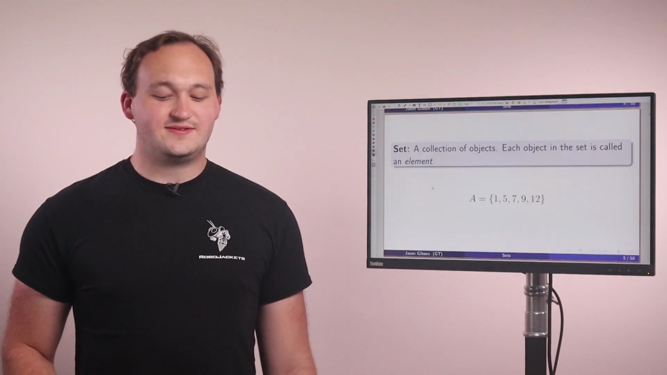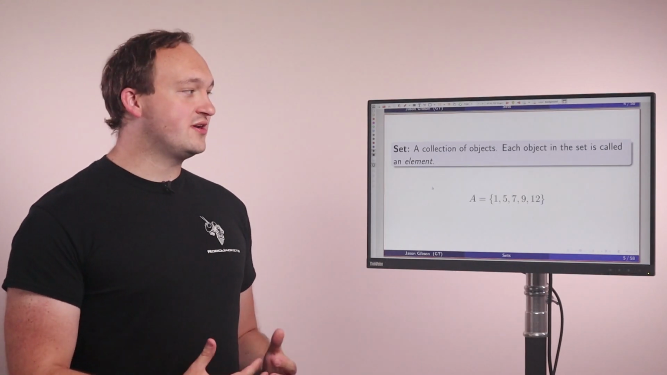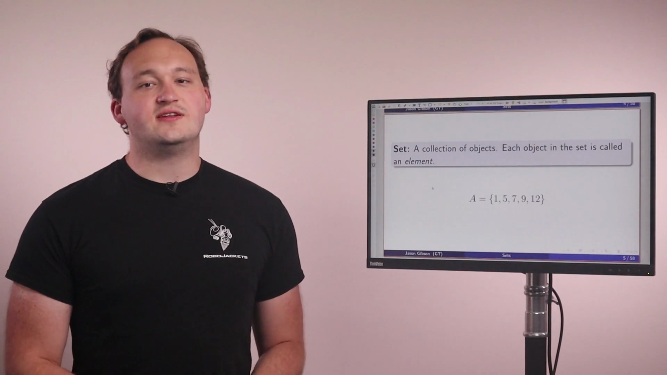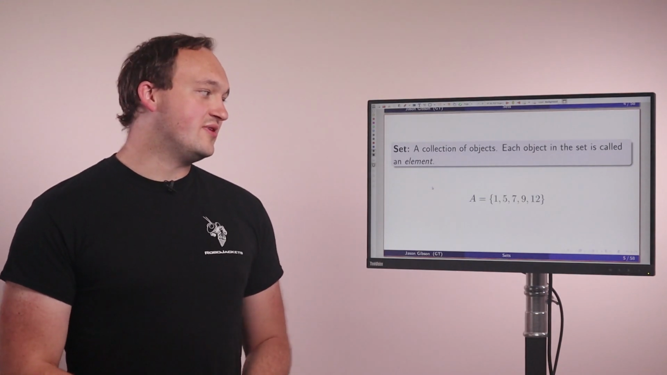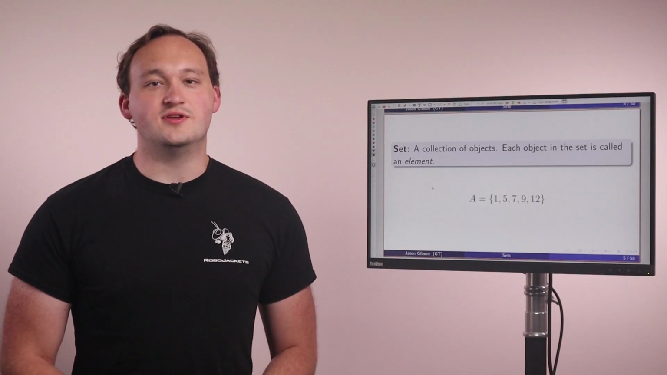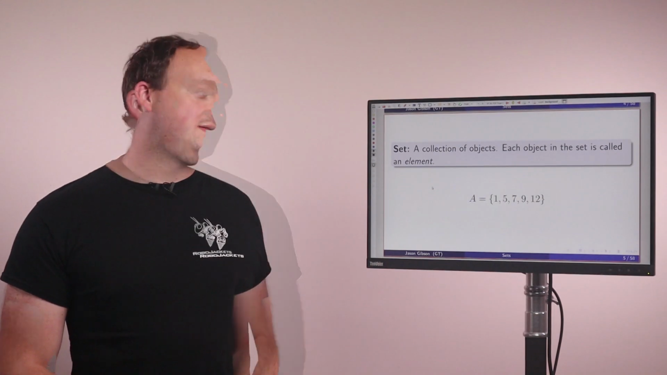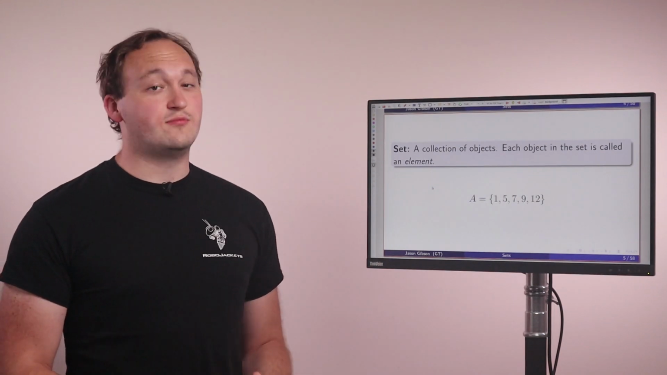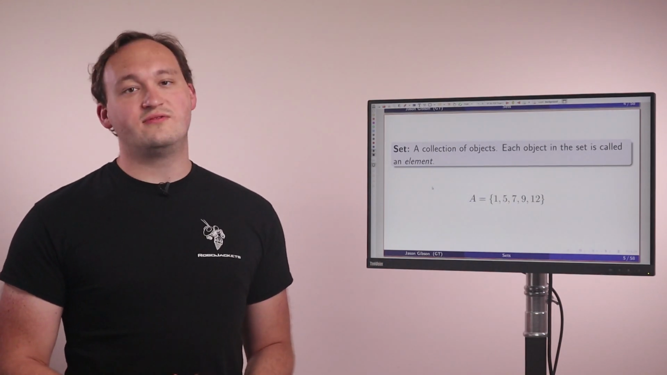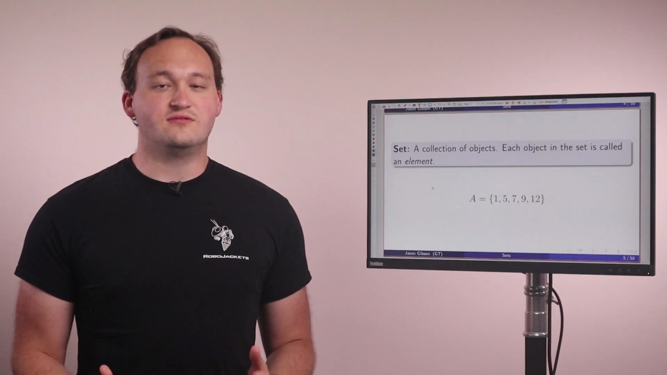So now getting into sets. To start off, a set is essentially a collection of objects, and each object in the set is called an element. Here at the bottom we have some set A, which is denoted by a capital letter. We'll use capital letters to denote sets, and usually lowercase letters to denote the elements in those sets. A has 5 different elements, and they're just numbers: 1, 5, 7, 9, 12. You can put whatever you want into sets, but usually we're going to focus on numbers just because of robotics.